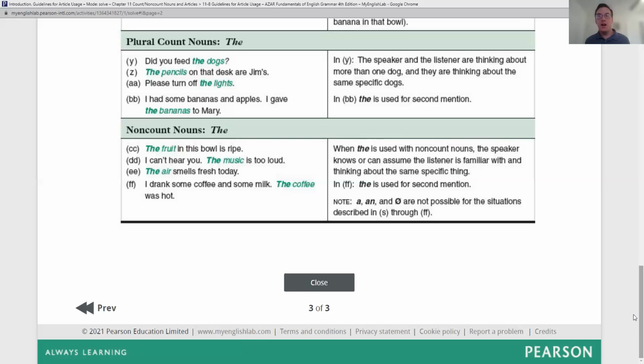Okay. And then non-count nouns, again, the same. If it's a non-count noun and it's a specific noun, we use "the." The fruit in this bowl is ripe. I can't hear you. The music is too loud. Okay, not some music, but the music that's playing right now in this room. Oh, it's too loud. The air smells fresh today. I drank some coffee and some milk. The coffee was hot. Okay? So these are all specific.